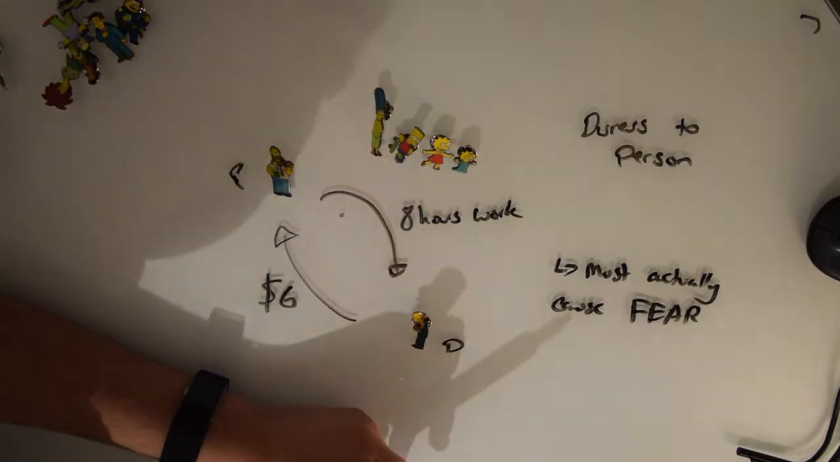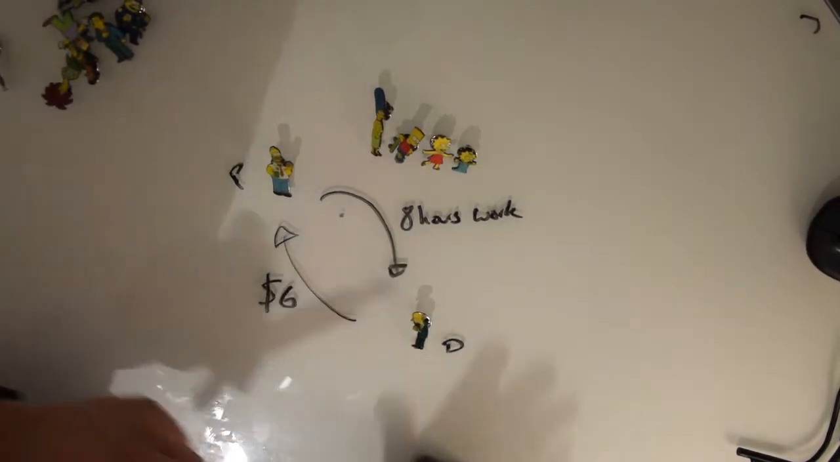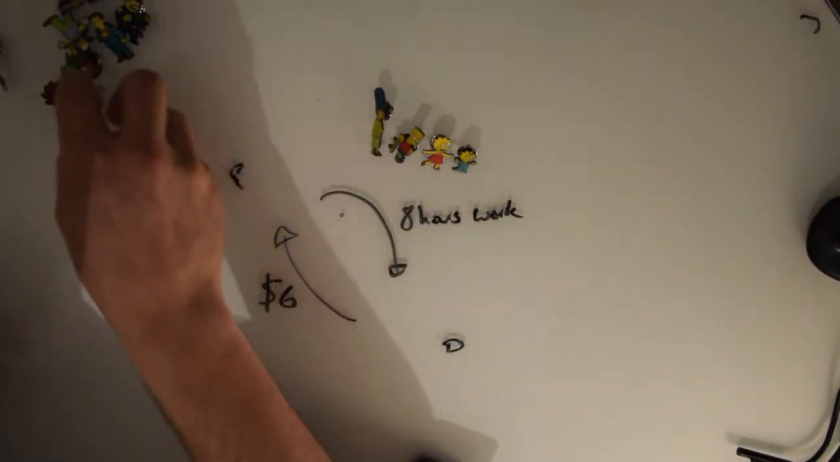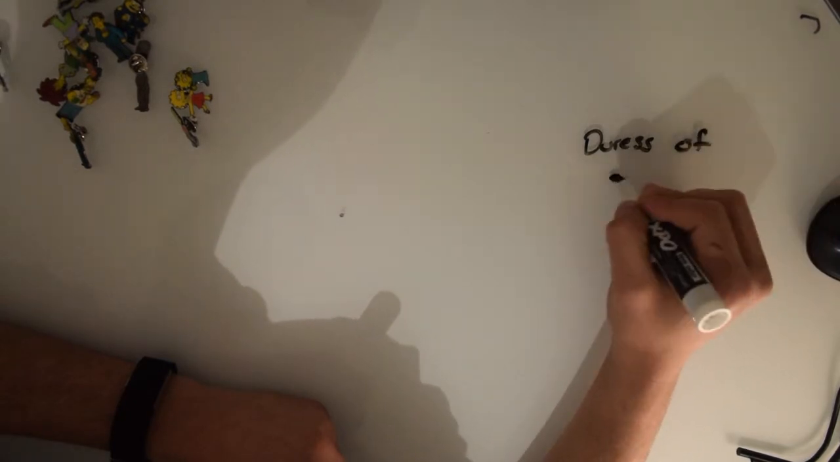Okay, so that's duress of person. Duress to the person. Now we're going to do an example of duress of goods.